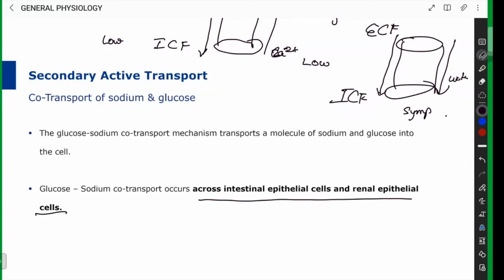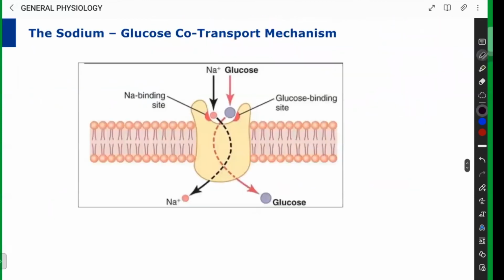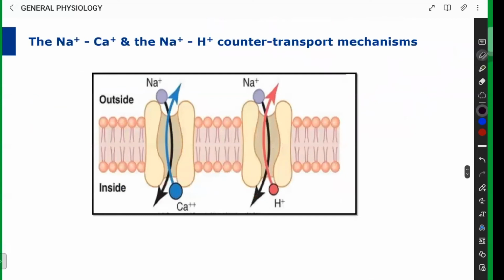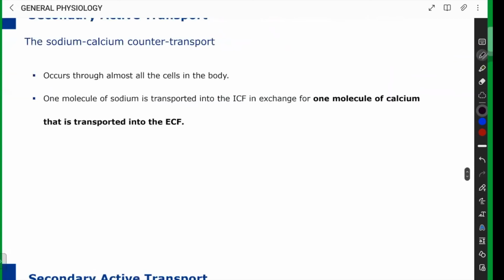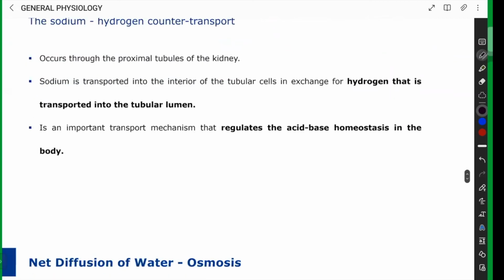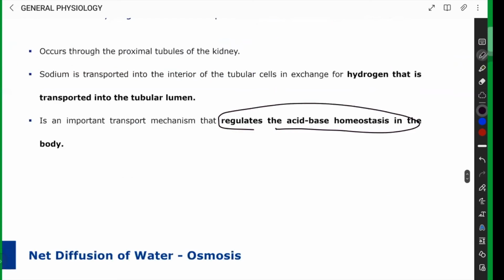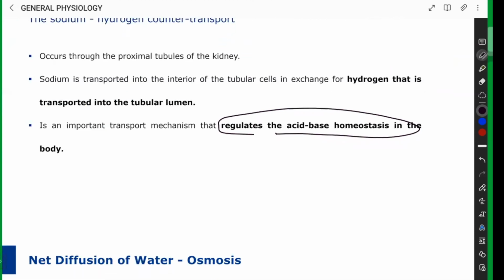That is a co-transporter. Okay, what is a counter transport? Sodium calcium is a counter transport. Sodium hydrogen is also a counter transport. That is the counter transport mechanism, which regulates your acid base metabolism. Okay, with this we are completing a very, very important transport mechanism. Now we are moving towards the third important transport mechanism, that is osmosis. What is osmosis?